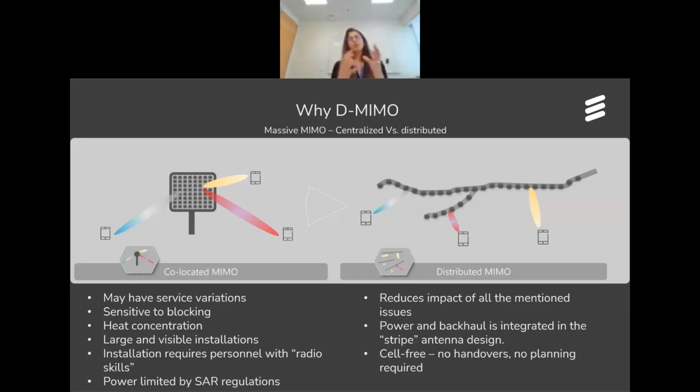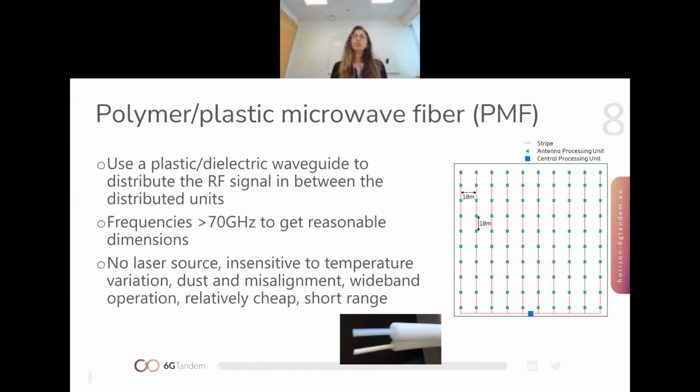But through the D-MIMO deployment, we are trying to take advantage of the co-located MIMO, plus the fact that you will be physically close to the user, trying to reduce the impact of the mentioned issues. Power and backhaul are also integrated into the stripe, and we have this cell-free concept. There is no handover between the cells. There are no plannings required. And so this is on the right-hand side. There is this image of this kind of deployment that I'm talking about.